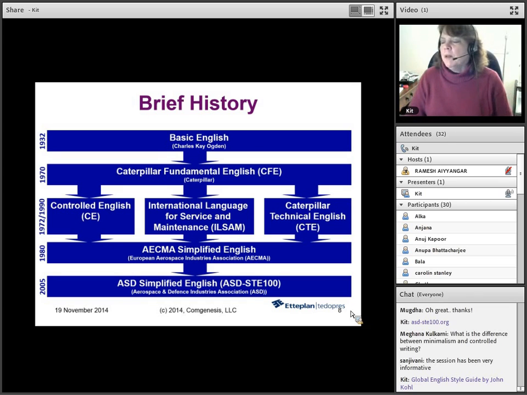And Megana says, what is the difference between minimalism and controlled writing? Minimalism is more of a design practice where you're giving the user just enough information, whereas controlled writing is more about the vocabulary. So they're related, they're not exactly the same.